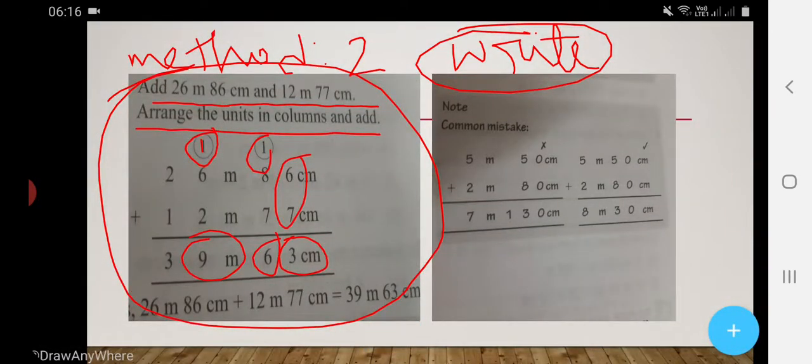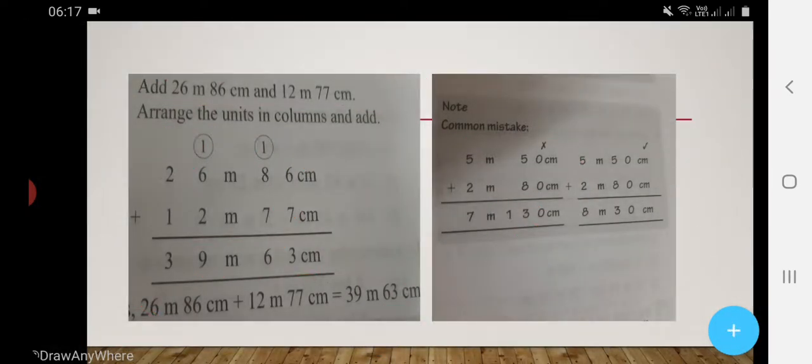Now, a common mistake. What common mistake do people make? Here 5 meter 50 centimeter and 2 meter 80 centimeter. 0 plus 0 is 0, 8 plus 5 is 13. If you write 13 here, this would be wrong. Here you have to write 3 and 1 should be the carry above meter. Remember this. So you have to do how many sums? 3 additions.